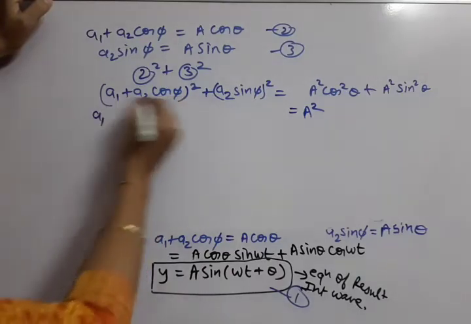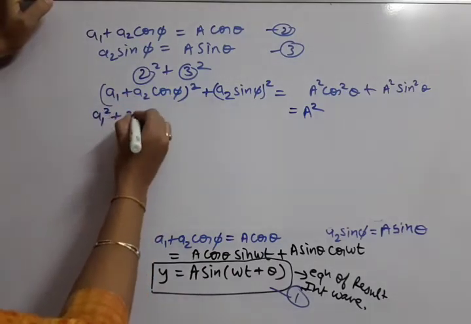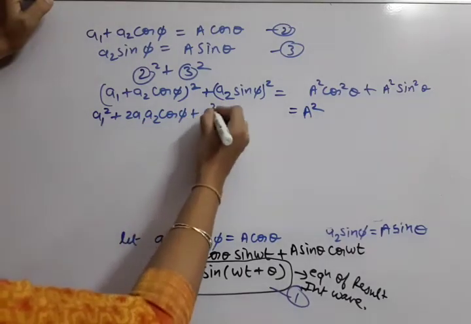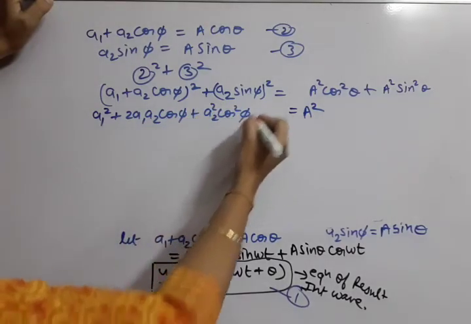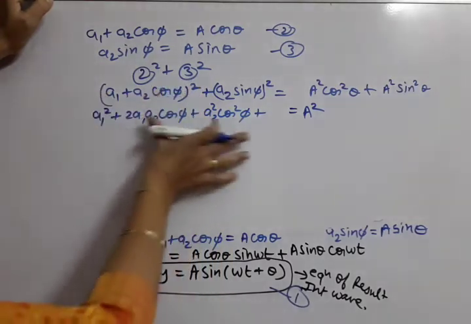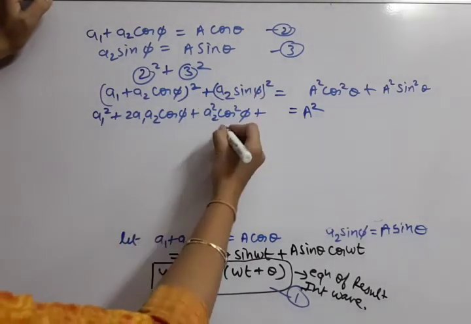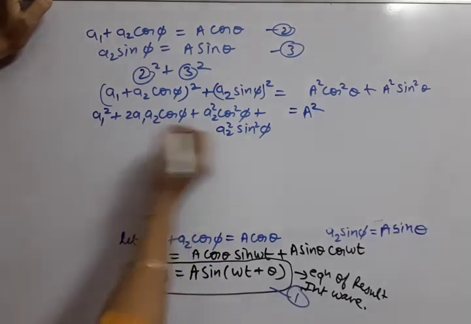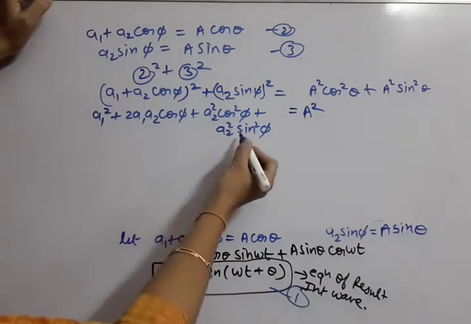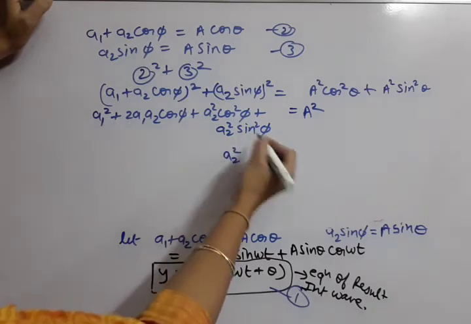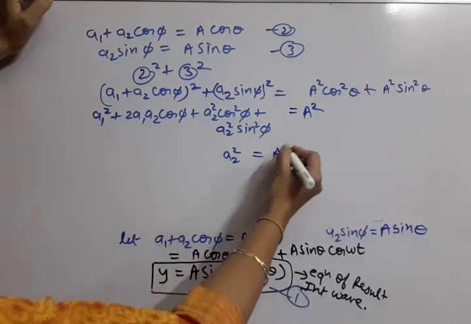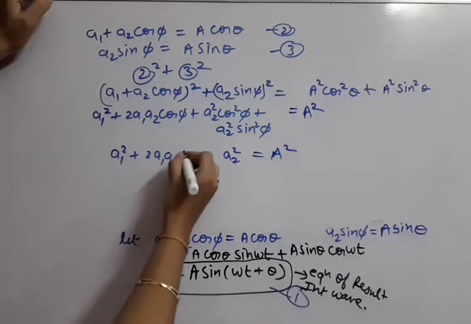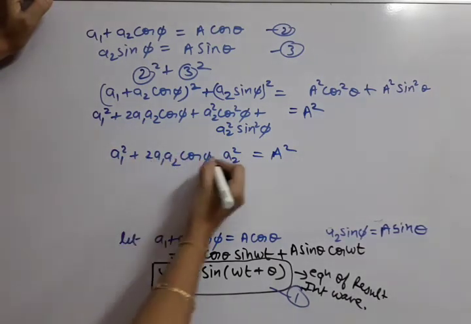Here we have to open this square. So A1 square plus 2 A1 A2 cos phi plus A2 square cos square phi plus, now these three terms are done. Here also squaring is needed. So A2 square sin square phi. Now again A2 square can be taken common here. Cos square phi plus sin square phi will become 1. So this side, these starting terms will remain same.